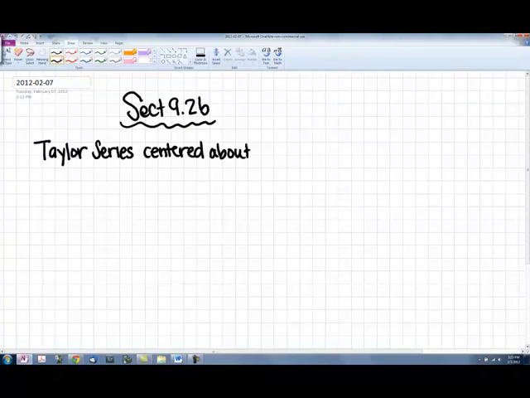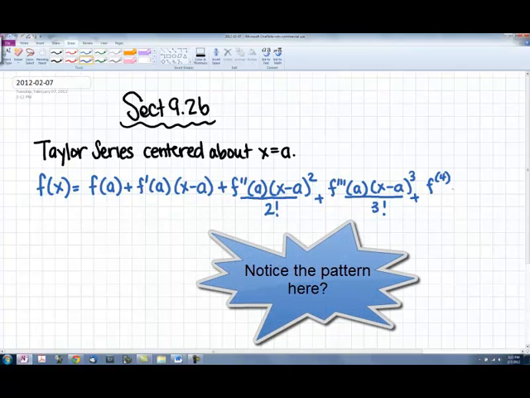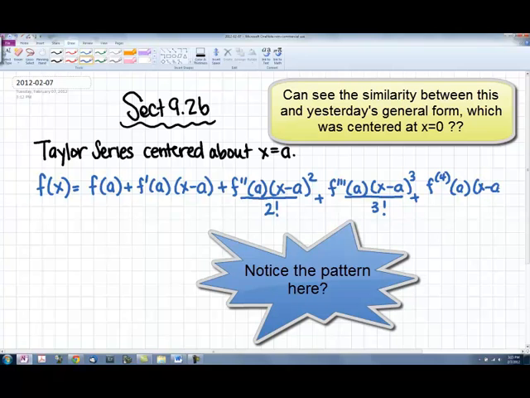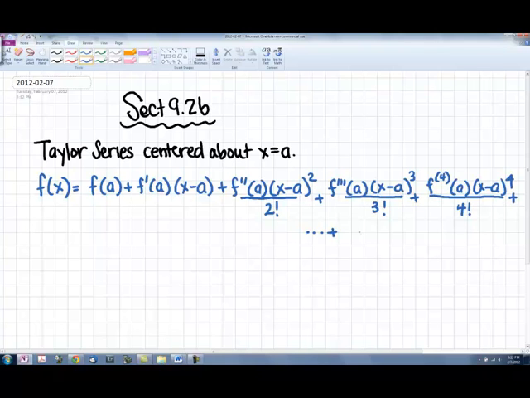x equals a. So here we have f of x equals f of a plus f prime of a times x minus a plus f double prime of a times x minus a squared over 2 factorial plus f triple prime of a times x minus a cubed over 3 factorial plus, let's do a fourth one, the fourth derivative of f at a times x minus a to the fourth over 4 factorial plus, dot dot dot, plus, and let's write the one at the very end, the nth derivative of f at a times x minus a to the n all over n factorial. That would be our general nth term.